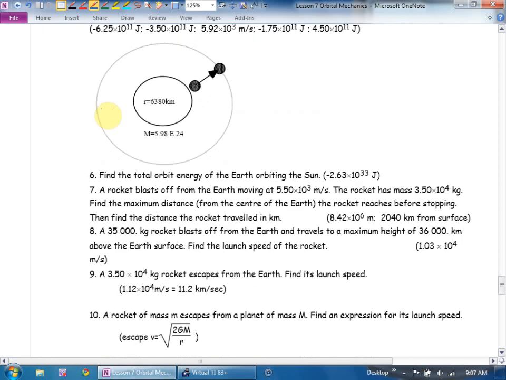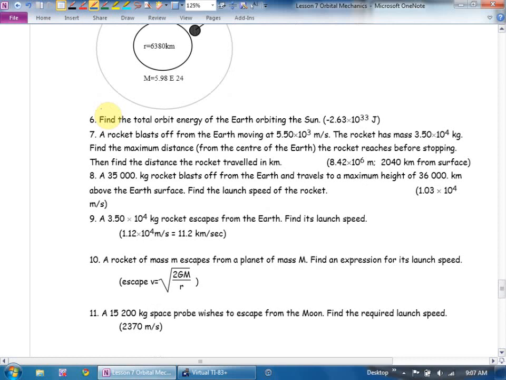Find the total orbit energy of the Earth orbiting the Sun. Rocket blasts off from the Earth. Seven, I like. What do they want you to find in number seven? For number seven, I would make a little note here. Use kinetic energy initial plus potential energy initial equals kinetic energy final plus potential energy final. I think I would do that rather than using a work approach, because this isn't talking about how much work, it's saying how high.